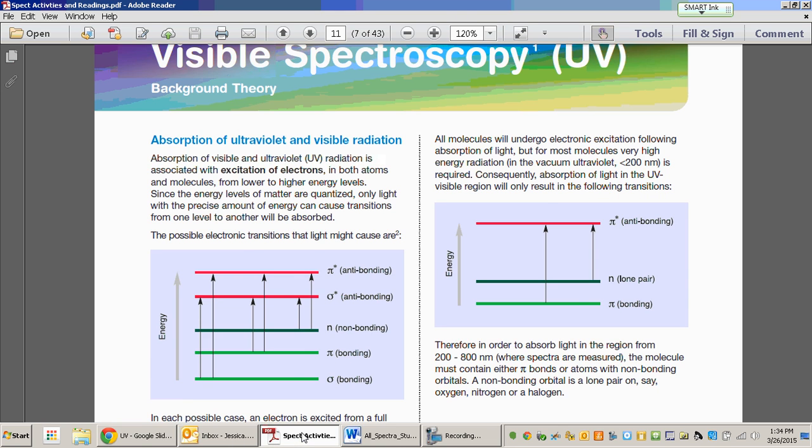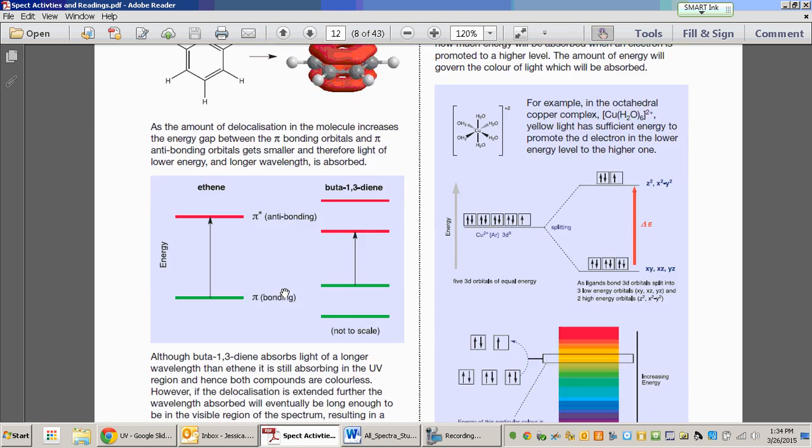Where's the other thing? Documents download. Okay, and then we pause. We go back up. I'm sorry.